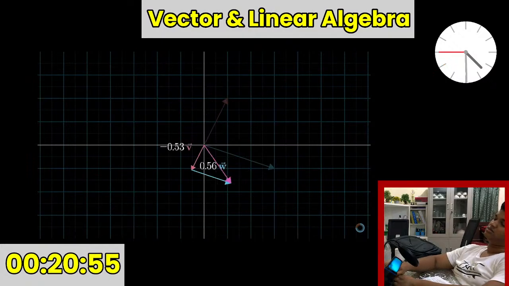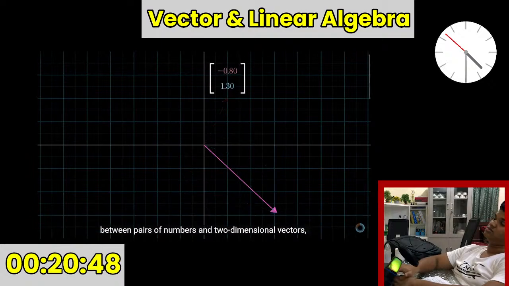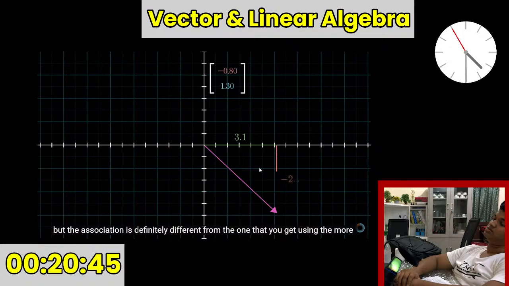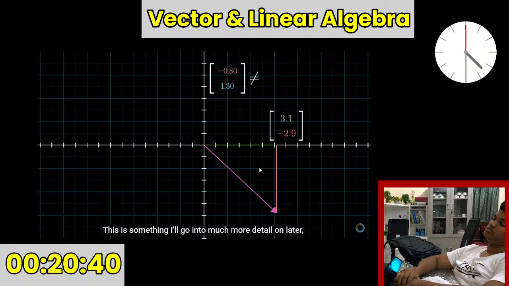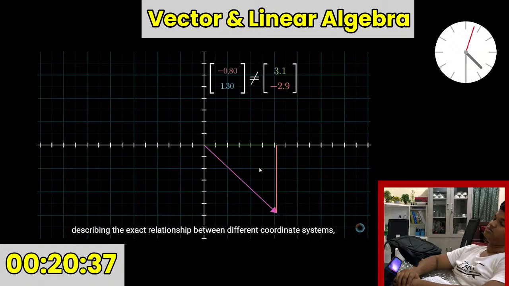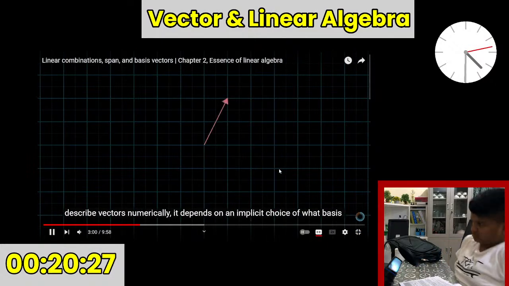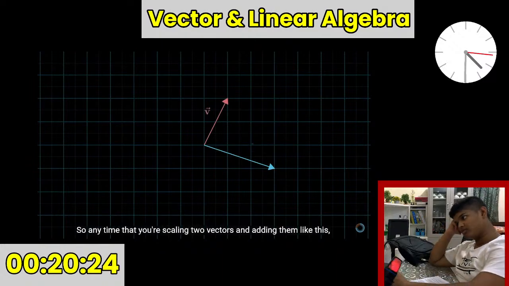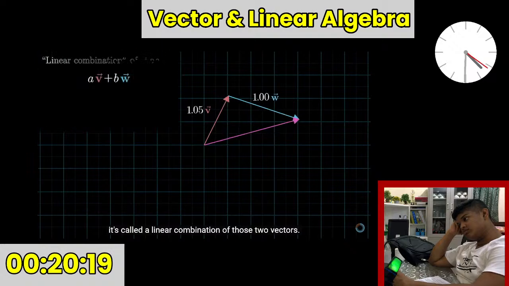A new pair of basis vectors like this still gives us a valid way to go back and forth between pairs of numbers and two-dimensional vectors, but the association is definitely different from the one that you get using the more standard basis of i hat and j hat. This is something I'll go into much more detail on later, describing the exact relationship between different coordinate systems. But for right now, I just want you to appreciate the fact that anytime we describe vectors numerically, it depends on an implicit choice of what basis vectors we're using. So anytime that you're scaling two vectors and adding them like this, it's called a linear combination of those two vectors.